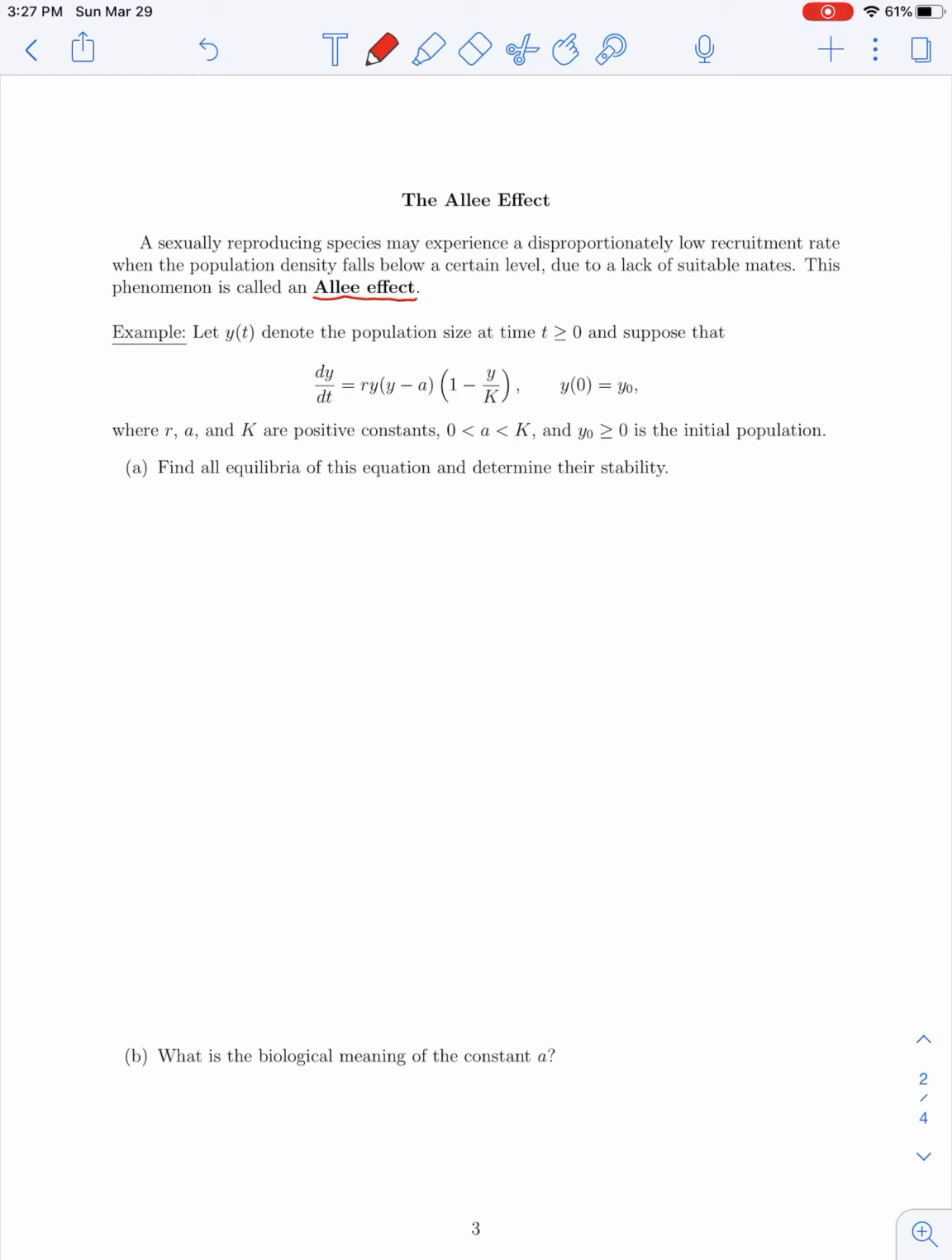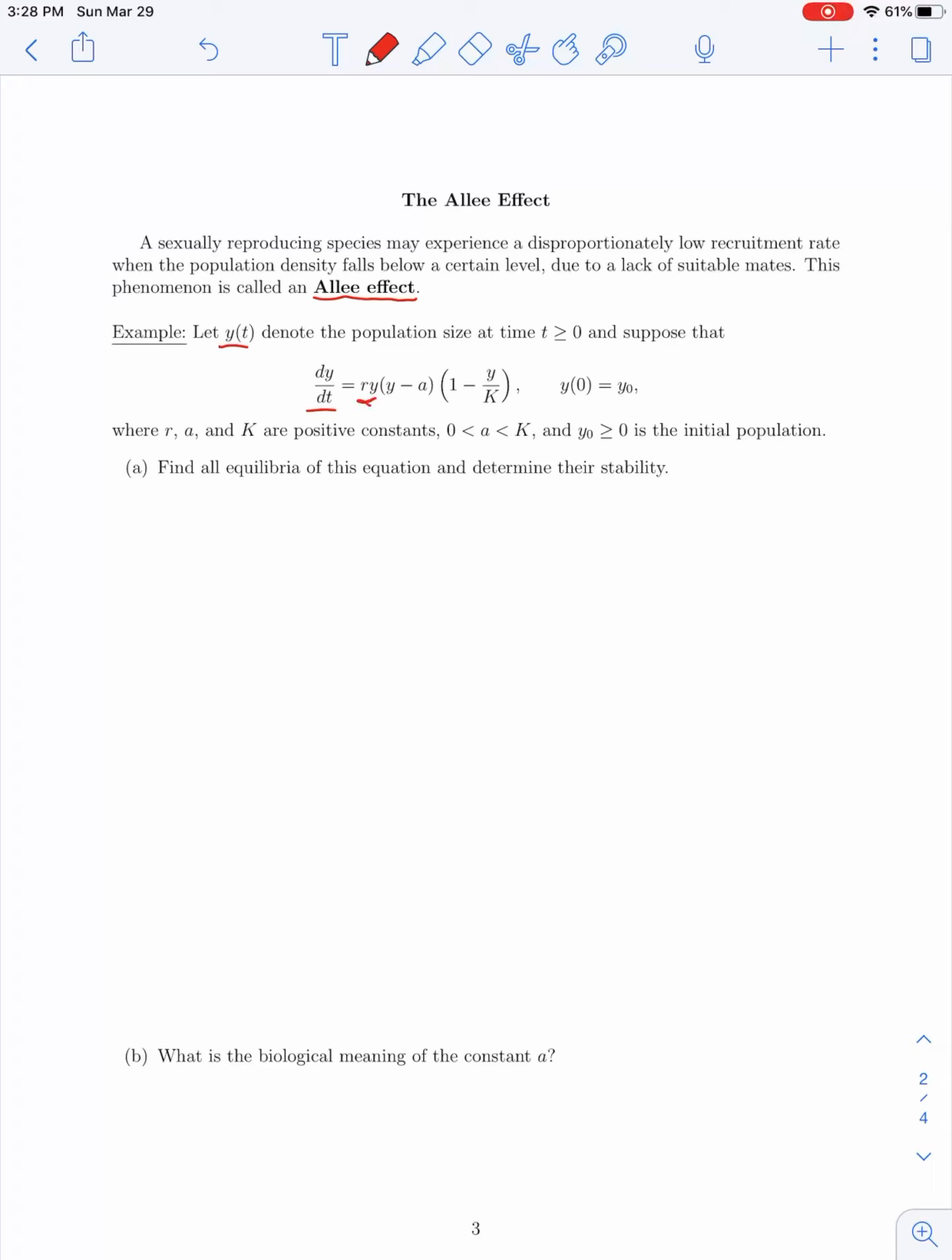So for instance, the way I typically try to explain this to students is by saying, okay, let's assume that the population density in Texas falls below, maybe 100 people in the entire state. So at that point, it gets to be very difficult for individuals to find suitable mates, and we see a disproportionate decrease in the recruitment or birth rate. So let's look at a model which accounts for the Allee effect. So here we will again let y of t denote our population size at a given time.